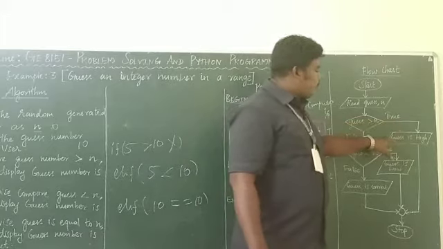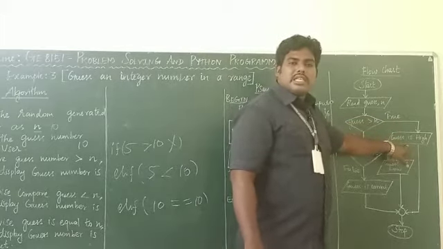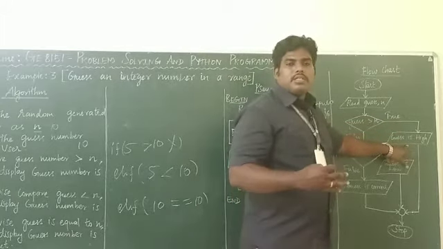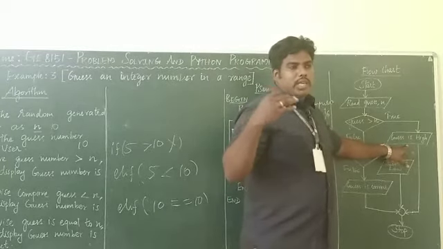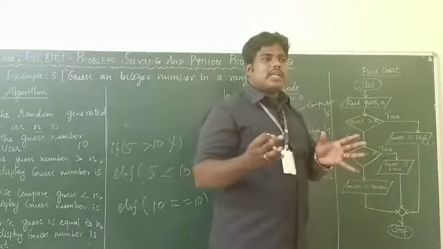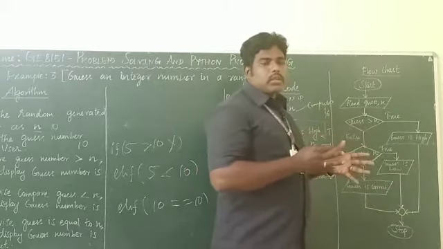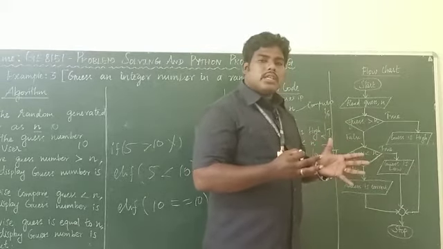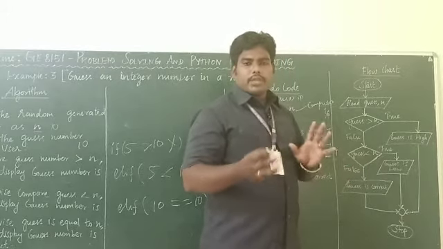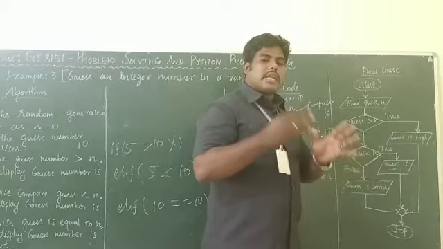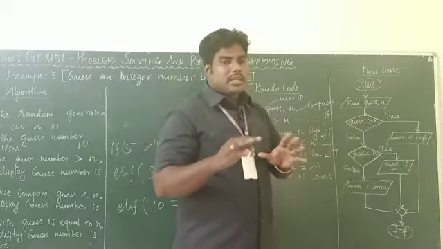True means what will happen? We have to print guess is high. Your number is greater than the computer generated value. So you have to think, we have to select a lesser number. Suppose you give a lesser number, we have to print it is a low number. So it will be a repetitive thing. We have to check whether it is greater or less or equal. Till then it will work.